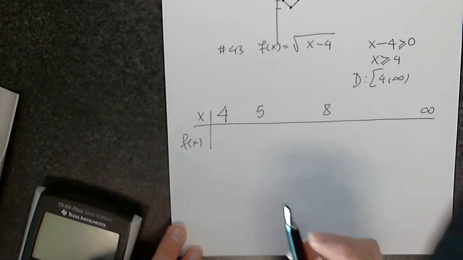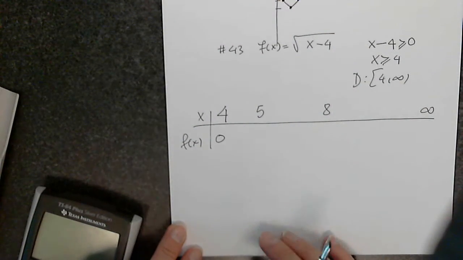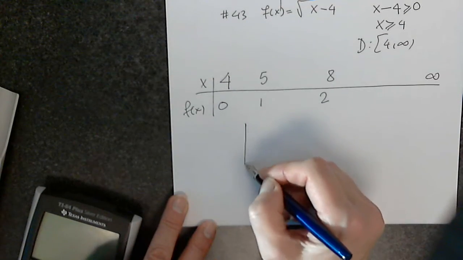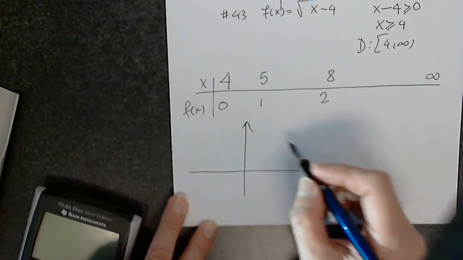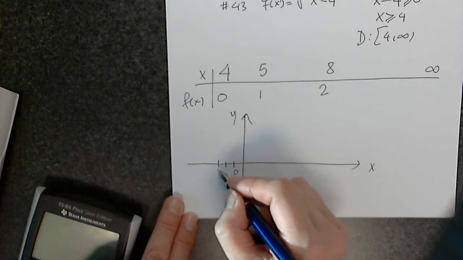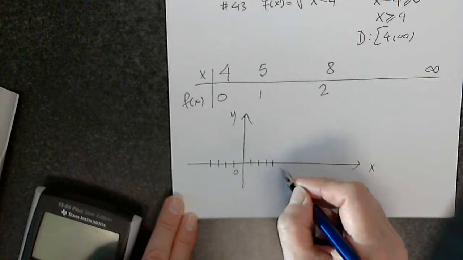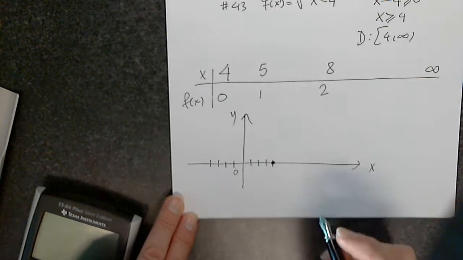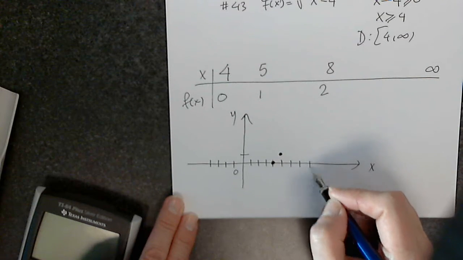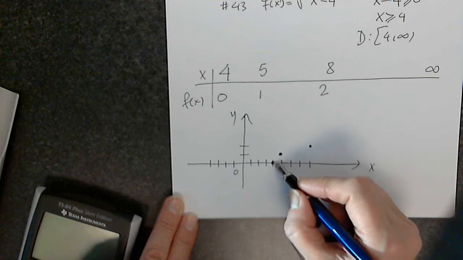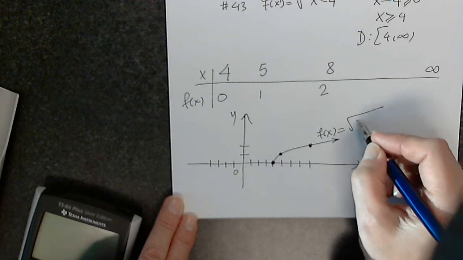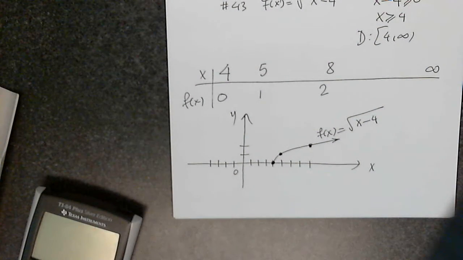Please plug in 4. Good. Please plug in 5. Please plug in 8. 2. Good enough. First ordered pair. Second ordered pair. 6, 7, 8. F of x is the square root of x minus 4. Any questions?